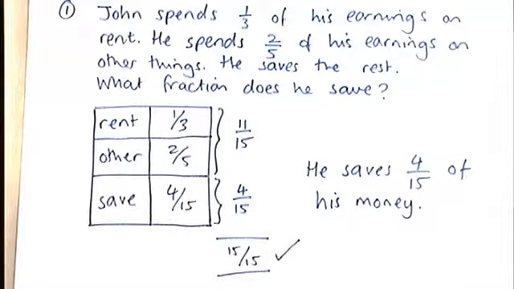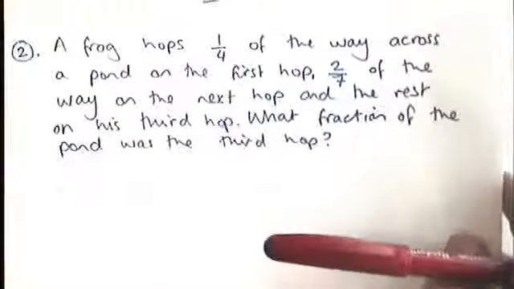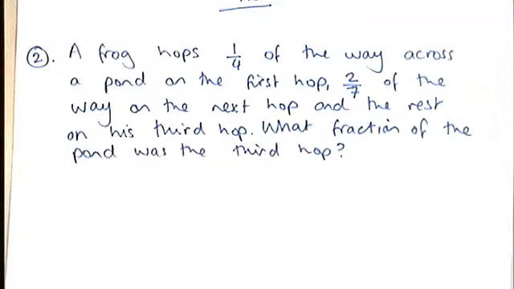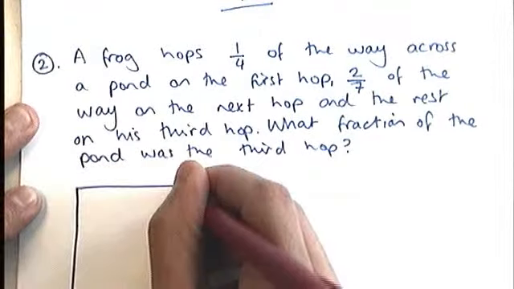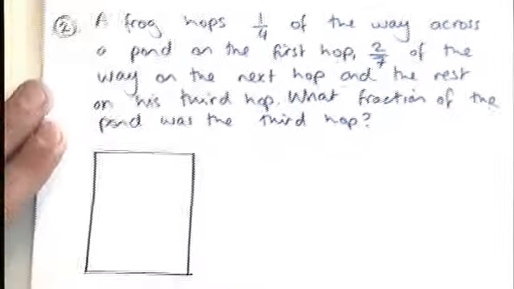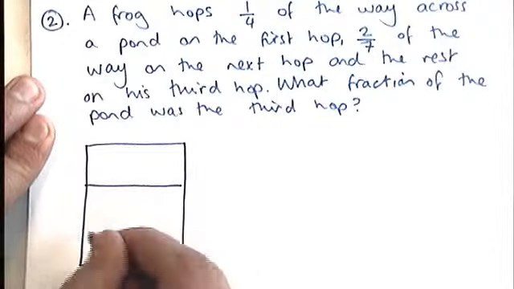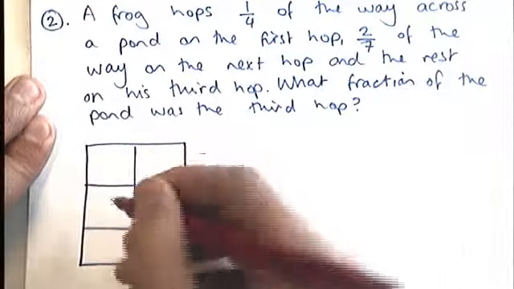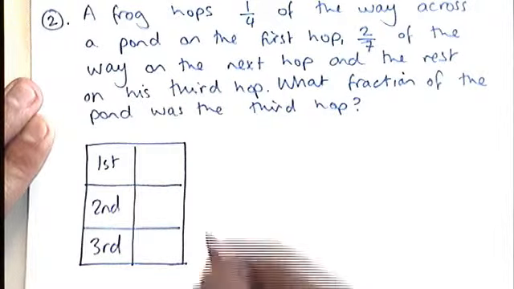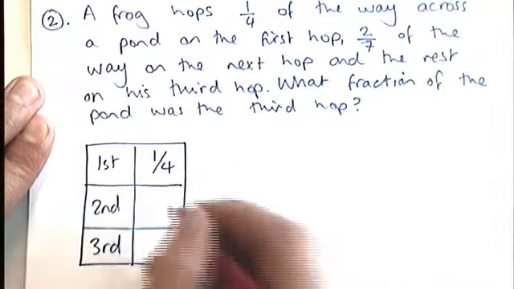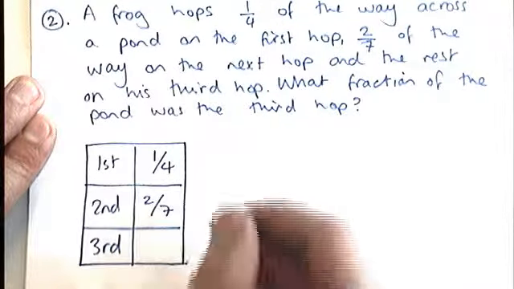If we have a look at a second example, here it is. A frog hops 1/4 of the way across the pond on the first hop, 2/7 of the way on the next hop, and the rest is covered on his third hop. What fraction of the pond was that third hop? So again, I like to do a little table detailing the hops and the size of those hops. So his first hop, his second hop, and his third hop. The first hop was 1/4, the second hop was 2/7, and the last one is what we want to find.